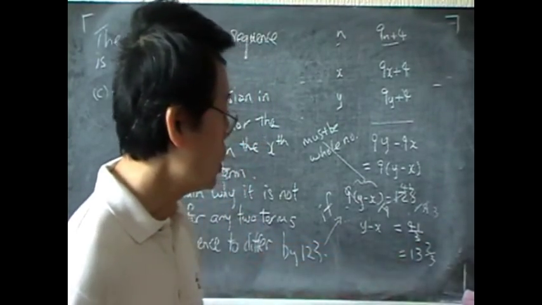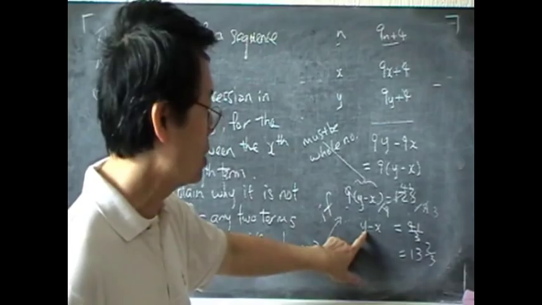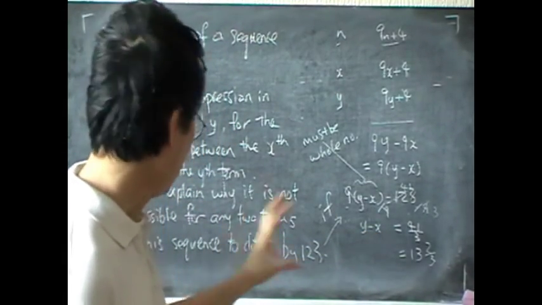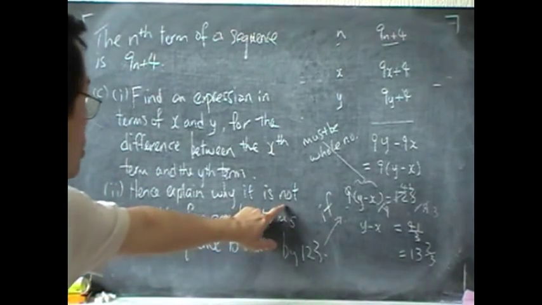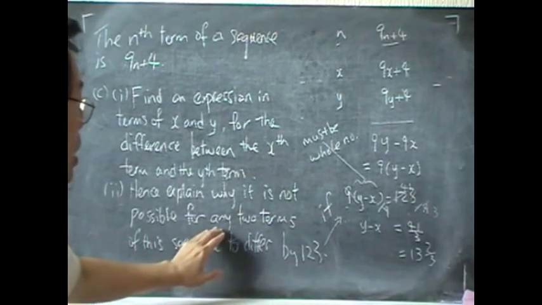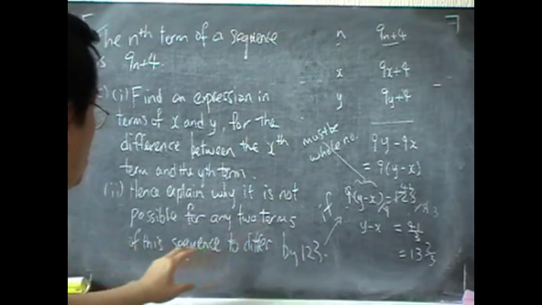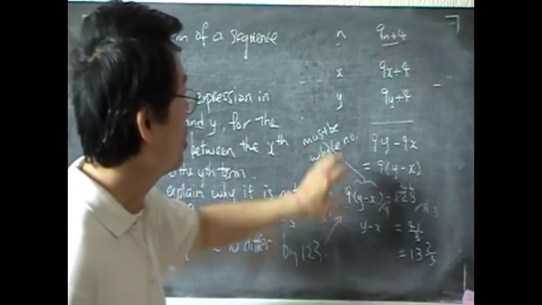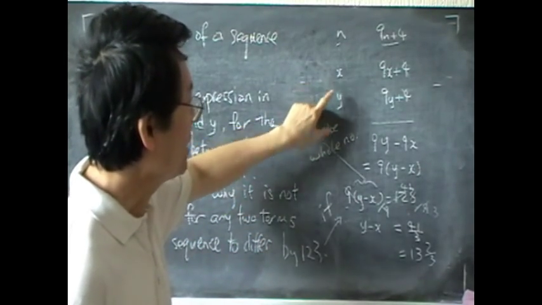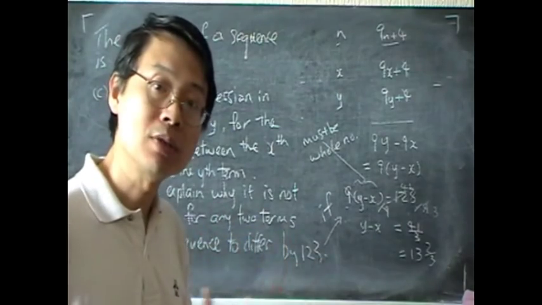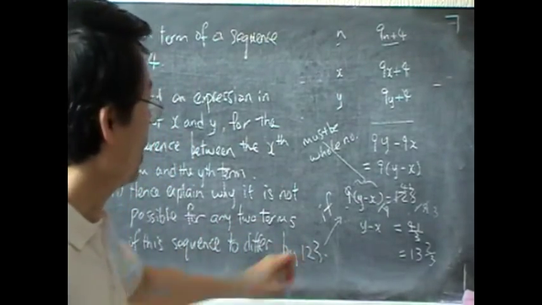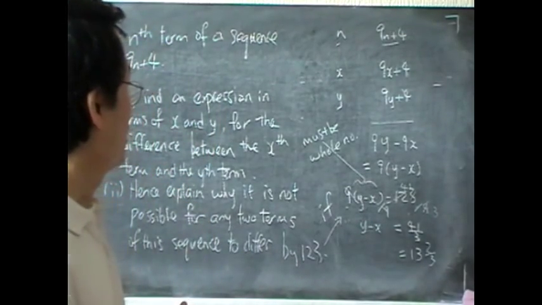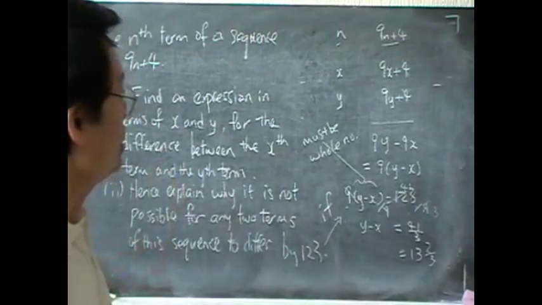What we just found is that x minus y is not a whole number, and therefore it is not possible for any two terms to differ by 123. Because x and y are used to represent any two terms, in this way, we have the answer.